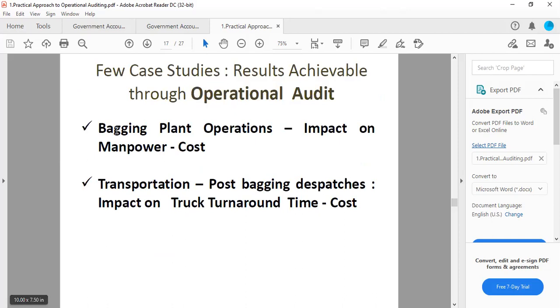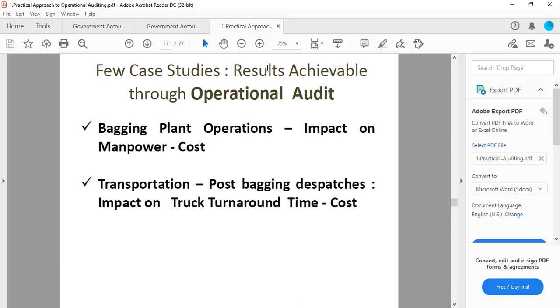Next, here are a few case studies in which the results are achievable through operational audit. We have two. The first one is all about bagging plant operations, where we look into the impact on manpower, which is also about cost, as well as the transportation post-bagging dispatches and the impact on truck turnaround time. This involves the truck moving from one area to another and going back to the former place, and how that could be minimized, since the shorter the time the better for the company, so that revenues would be coming in and costs will be cut short.